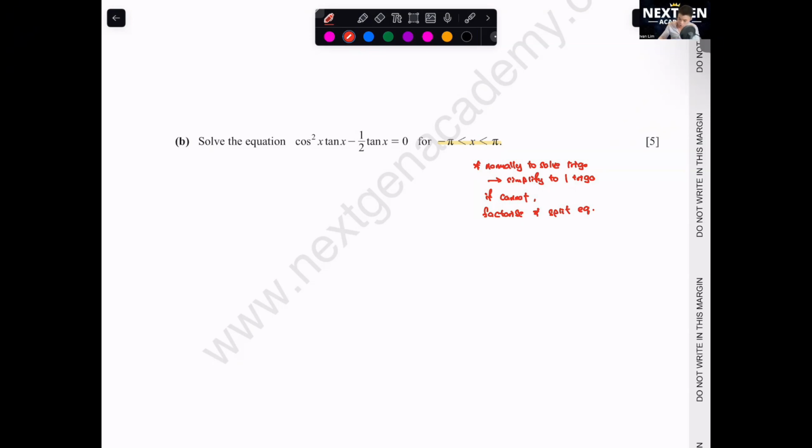Okay, so for this question, factorize out your tangent x. So tangent x times cos square x minus 1 over 2 equals 0. Okay, so you got two equations. First one, tangent x equals 0, then cos square x minus 1 over 2 equals 0. Okay, first one, how to solve tangent x equals 0?